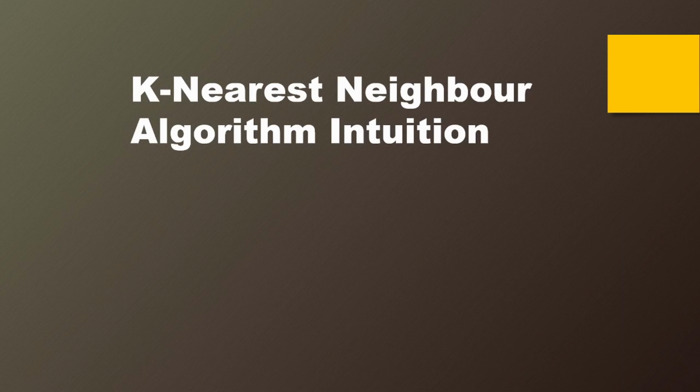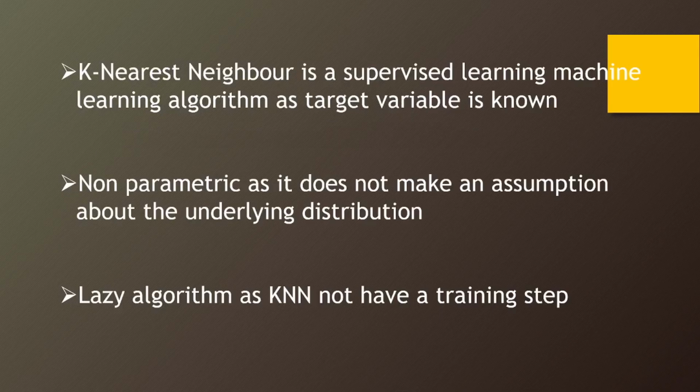So in this video I'm going to be talking about the k nearest neighbor algorithm. The k nearest neighbor is a supervised learning machine learning algorithm as the target variable is known. If you remember, a supervised machine learning problem is where we give a function some features, and we also give it some labels, and then the function will learn to map the features to the labels, so that if we give it a new feature, it will try to predict the new label.